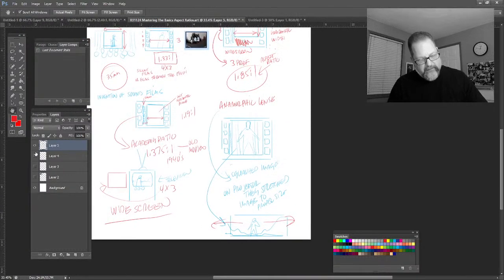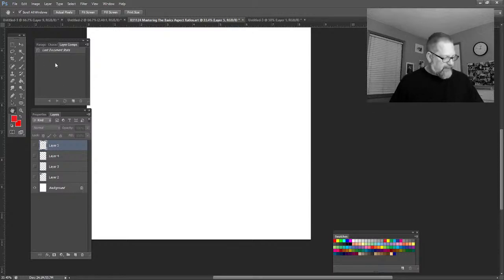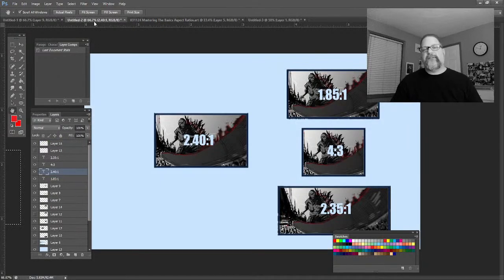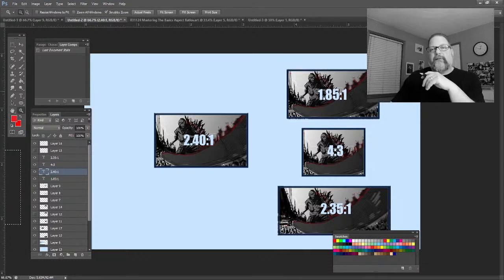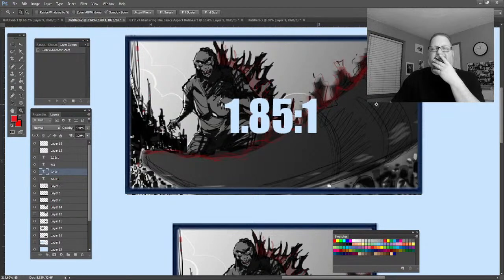And then today, we have pretty much two main aspect ratios. It's pretty simple in terms of what's going on today. You've got the 1.85 to 1, which is one of the major cinematic aspect ratios we usually do for films. And then the second one would be the 2.35:1 aspect ratio as well.